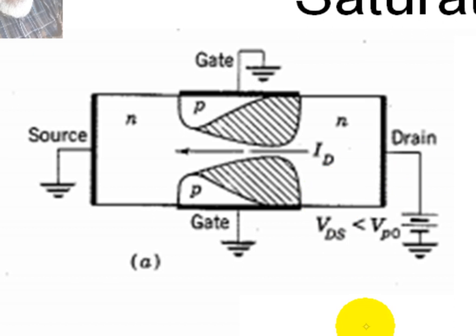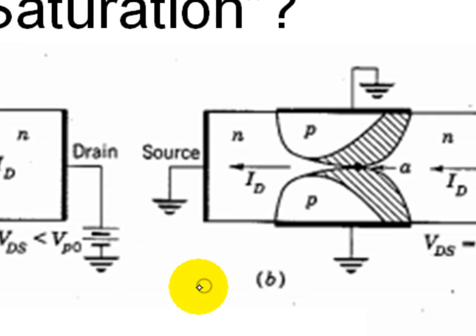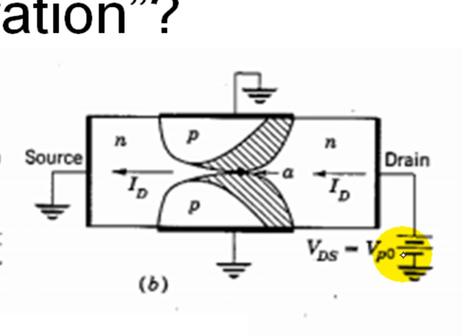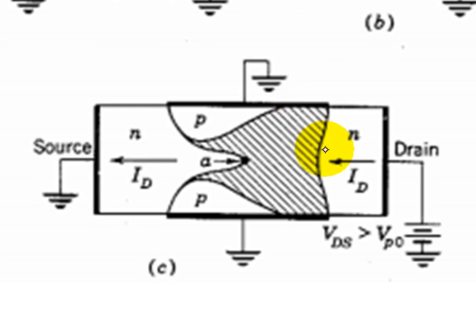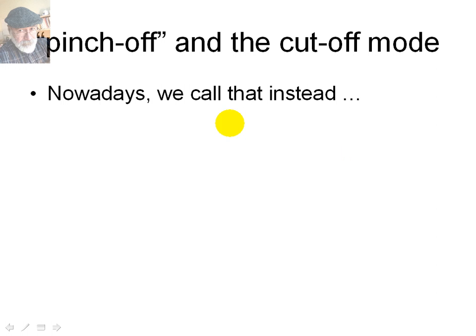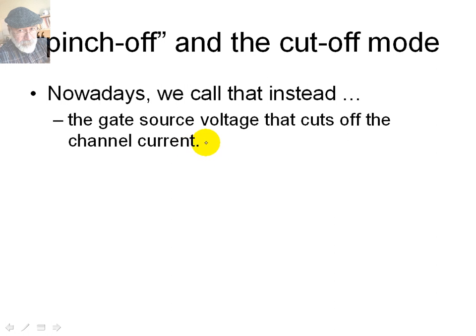That is before saturation, when VDS is less than the overdrive voltage. And then when VDS is exactly the overdrive voltage, the pinch-off point appears. And then when we increase VDS above the overdrive voltage, the depletion zone grows towards the drain, but A remains at approximately the same point and at the same voltage difference with respect to the source, and the drain current remains constant. Nowadays, we call that pinch-off voltage the gate-source voltage that cuts off the channel current. We prefer to call that pinch-off voltage VGS off.